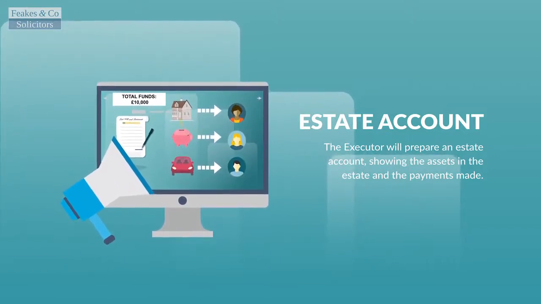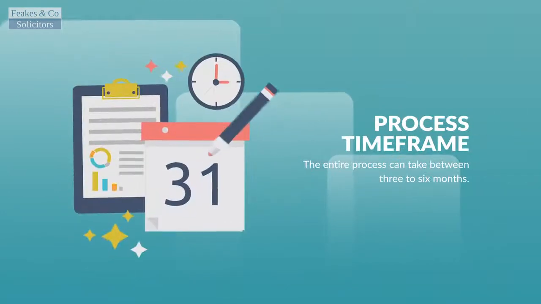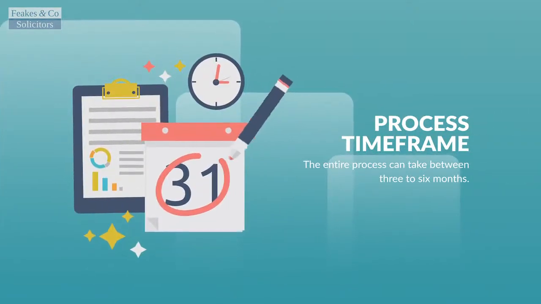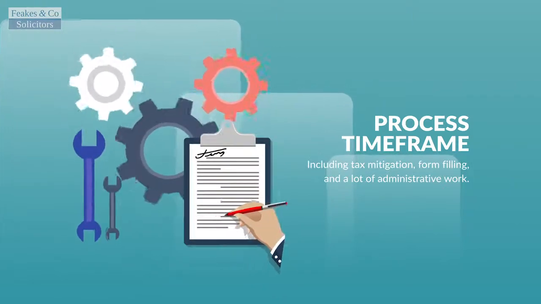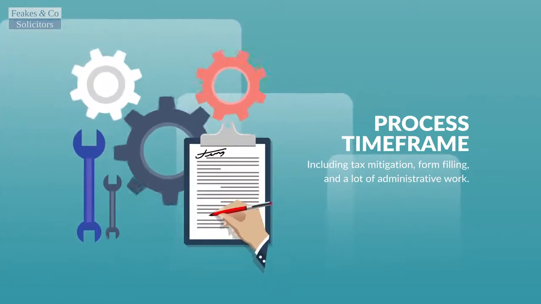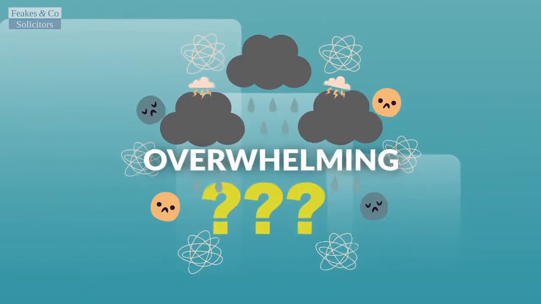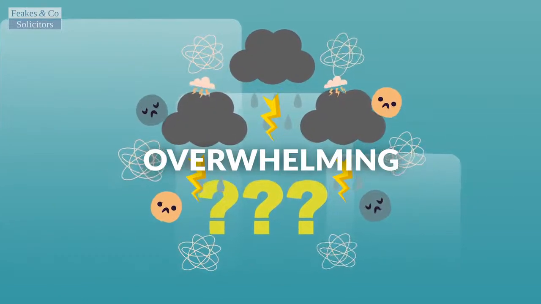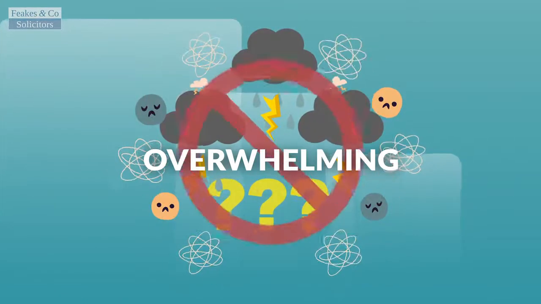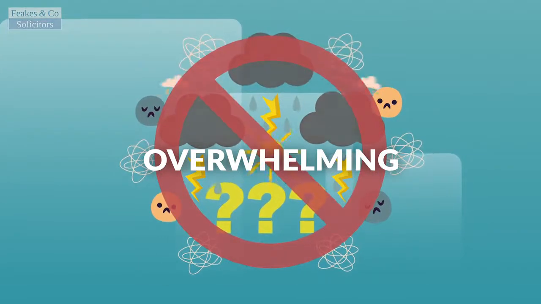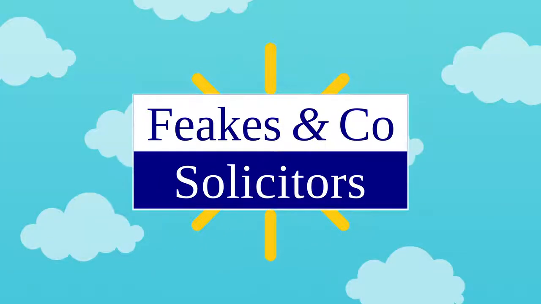The entire process can take between 3 and 6 months, involving tax mitigation, form filling, and a lot of administrative work. Many people find being an executor overwhelming, especially when they've never done it before. We can take this burden away from you. Our team of experts will get things right the first time.